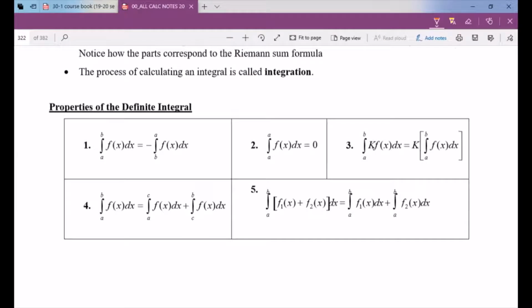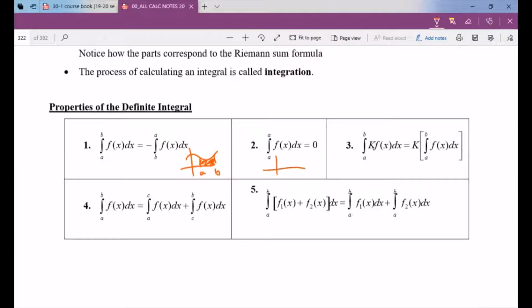A few properties of this. This is saying that the integral from a to b of f of x is equal to the negative of the integral from b to a. So that's telling us that if we swap around the endpoints, the start and the end of this integration, and we instead integrate from b to a, we'll get a negative of that number.